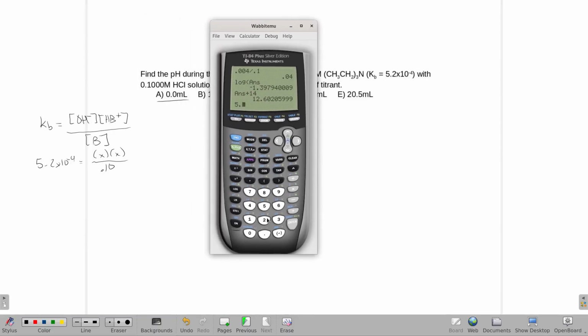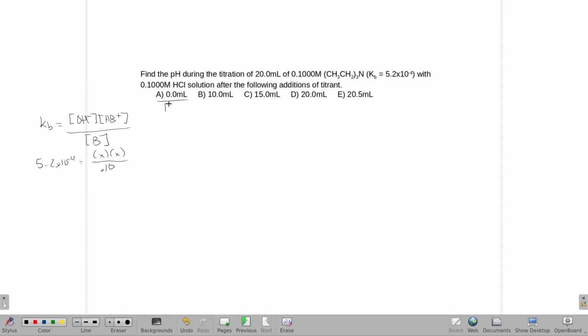So 5.2 times 10 to the negative 4th times 0.1, and then we take the square root of that. And we get 0.0072, and I want a pH. I'm going to take the log of that value. This is going to be the pOH because we're dealing with a base. Just add 14 to that, and I get a pH of 11.86.